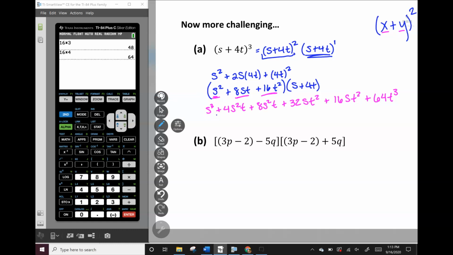There is no other s cubed, so I'm just going to leave that. Now I'm looking for s squared t. Here's another s squared t. That's it, so I can combine those, make 12s squared t. Now I've got st squared and another st squared, so that gives me 48st squared. And lastly, plus 64t cubed.